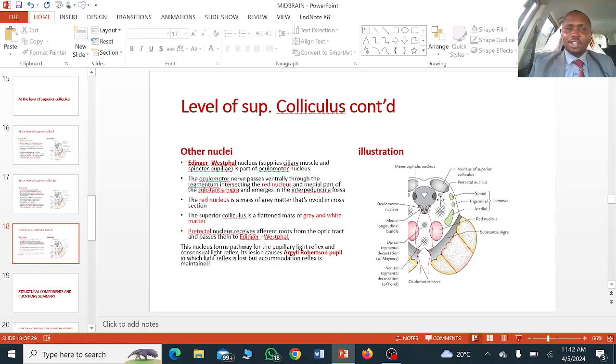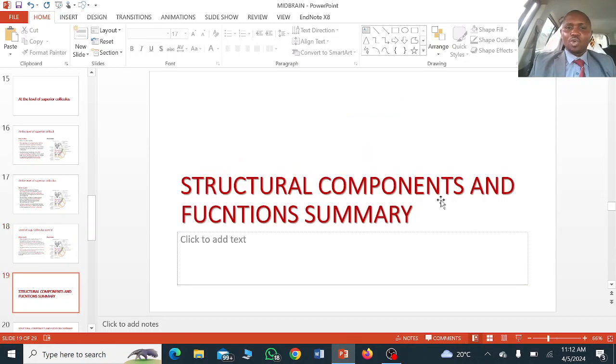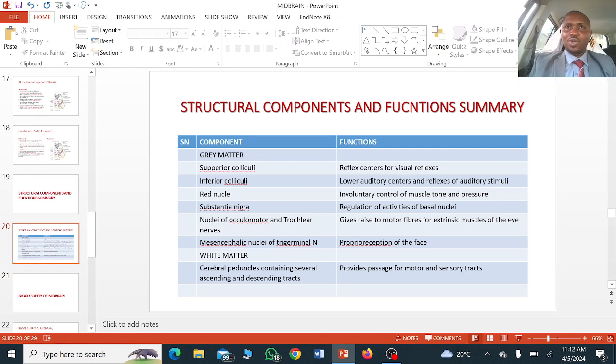So this nucleus is very important because it forms the pathway for the pupillary light reflex and consensual light reflex, and a lesion in this nucleus causes the famous Argyll Robertson pupil, in which light reflex is lost but accommodation reflex is maintained. So we will have a summary of the structural components and what they do in the midbrain.